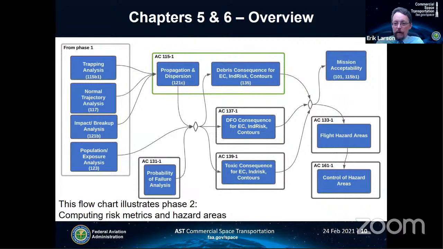And those risk measures need to get measured for debris, which is covered by this AC, and then for the far field overpressure, which is going to be covered in the AC 137, and the toxic analysis covered in 139. The debris, far field overpressure, and toxic all then come together to determine whether the mission meets the core risk requirements in 101 for EC, and then also what flight hazard areas need to be developed. Those are going to be aircraft, ship, and land hazard areas. And then those will feed into how those hazard areas need to be controlled for the operation.